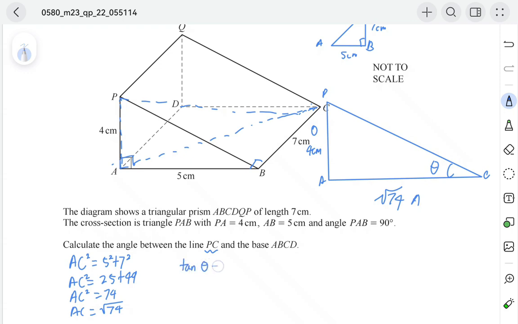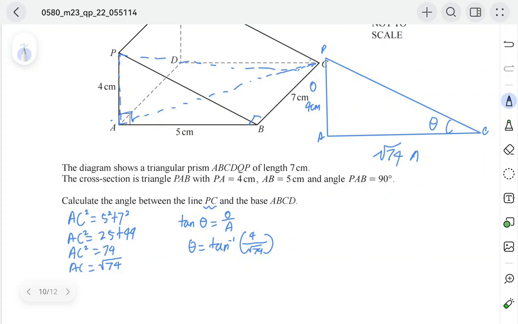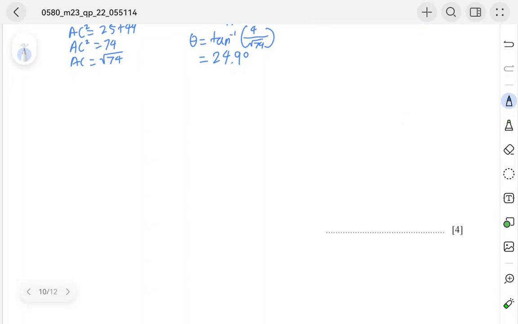Tan theta equals opposite over adjacent. So theta equals inverse tangent of the opposite, 4 cm, over root 74. Calculating that gives us an answer of 24.9 degrees. And that's the final answer.